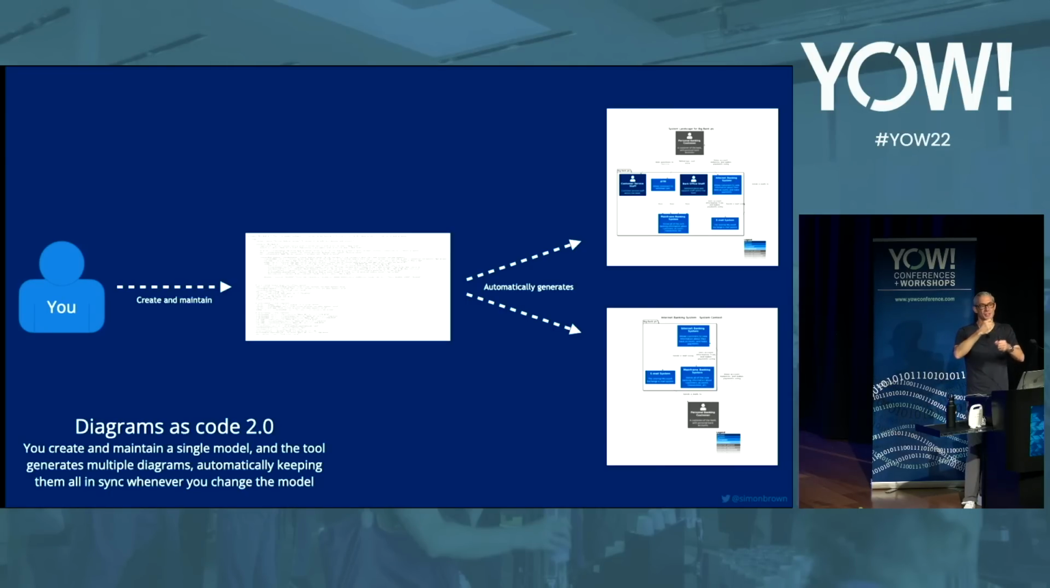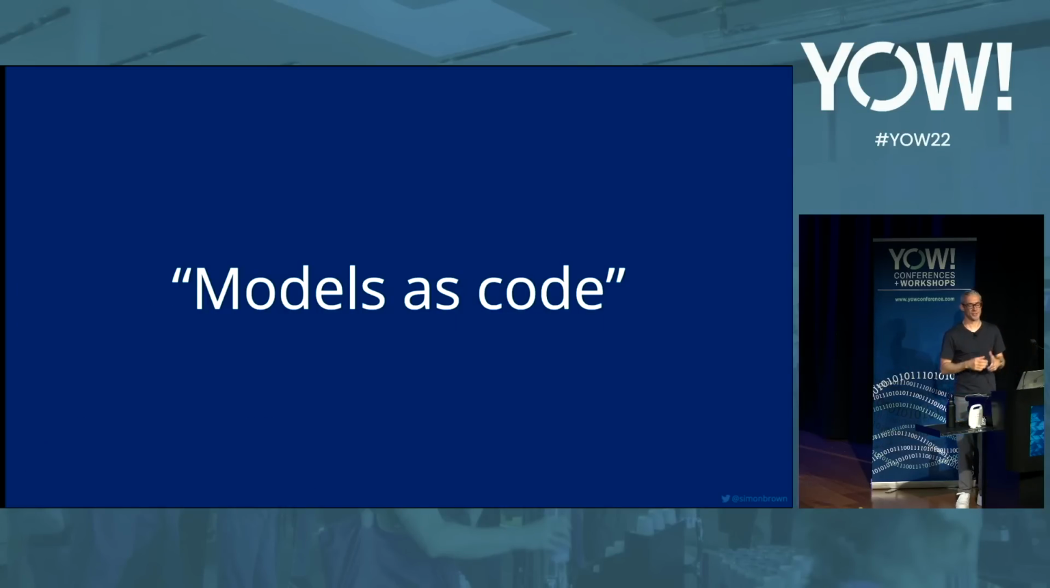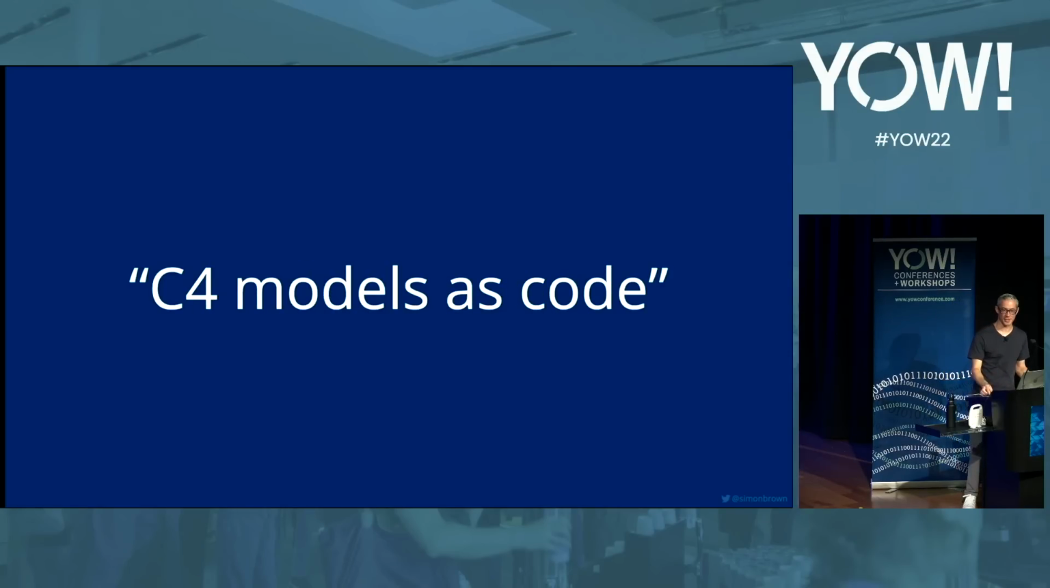And when you change the name of those things in your dictionary, in your model, your views get automatically regenerated, and they're all magically in sync. That's the power of a model. So this is really models as code, and of course it's C4 models as code. So I'm going to stop the presentation here and jump straight into a bunch of demos.